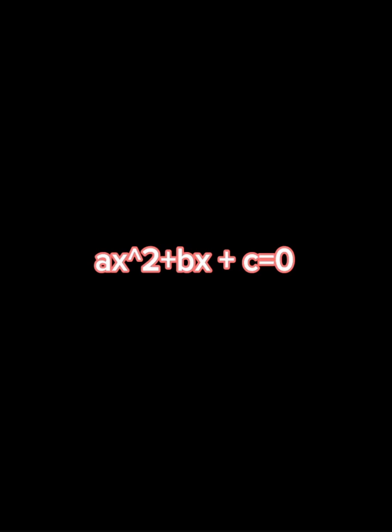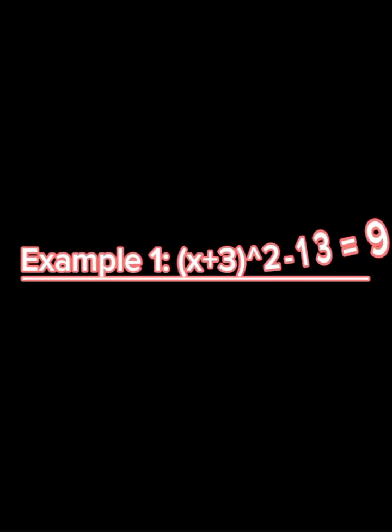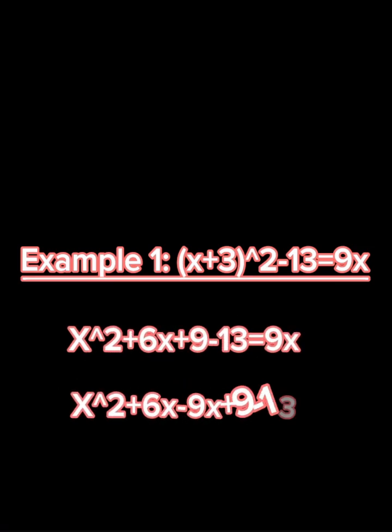So I'll be dropping some examples on quadratic equations. Example one: (x plus 3) raised to power 2 minus 13 equals 9x. So x raised to power 2 plus 6x plus 9 minus 13 equals 9x. So we'll collect like terms. I believe everyone knows how to collect like terms. Then we'll move to one side: where there is x, there will be x, and where there is no x, there will be separate.